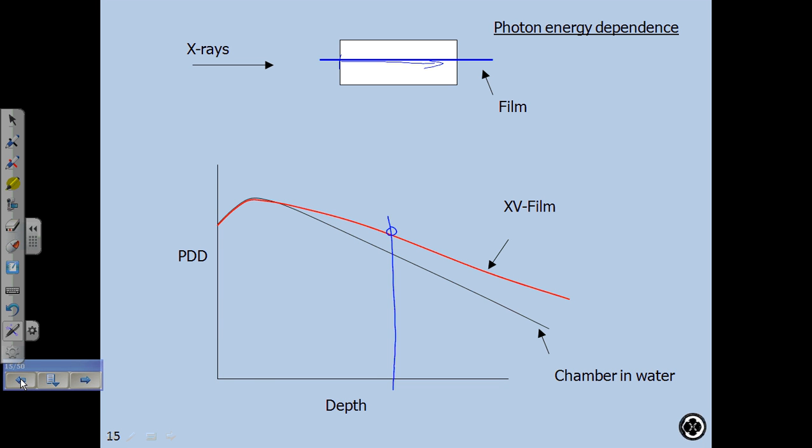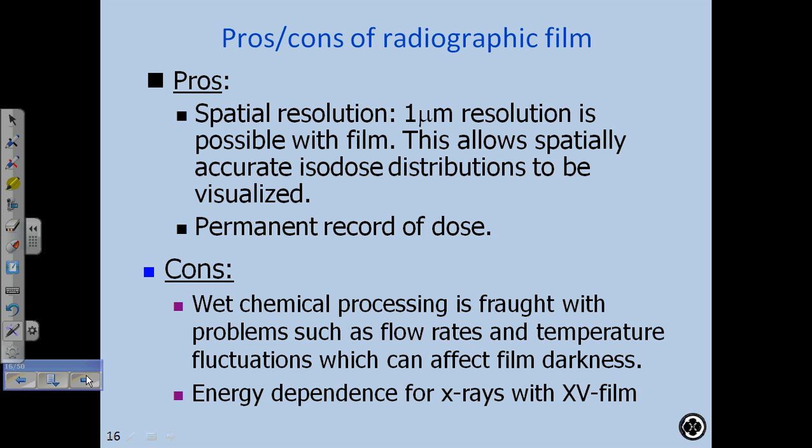So pros and cons of radiographic film. Pros: spatial resolution, 1 micron, great resolution. It's possible to film. This allows spatial accurate isodose distributions that can be visualized, and it's also a permanent record. And once you irradiate it, you can store it and you can always rescan it. Disadvantages: wet chemical processing is fraught with problems such as flow rates, temperature fluctuations, which can affect darkness, and energy dependence for X-rays with XP. So the process is a big problem with film.